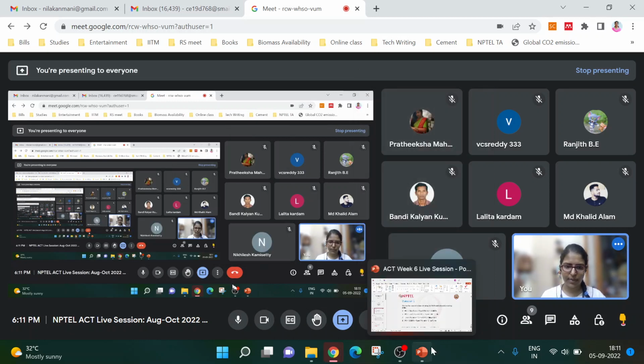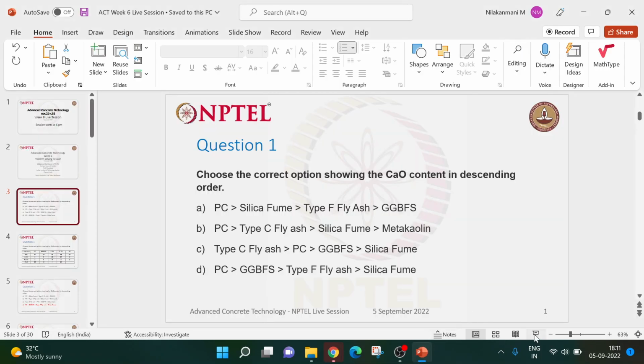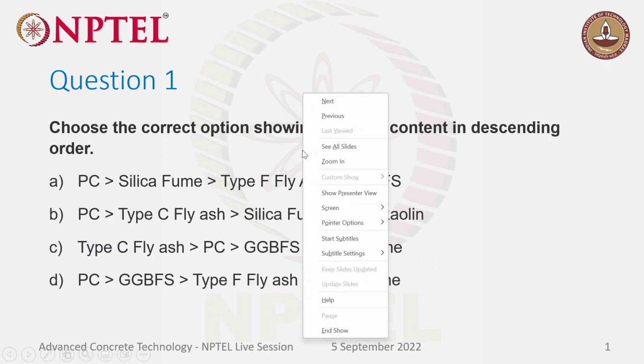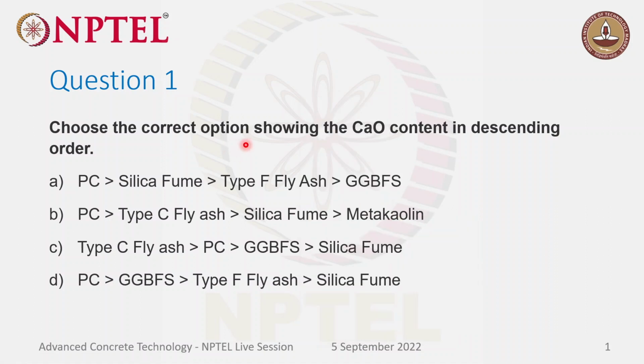Let me get back to the PPT. Here is the first question. The first question is based on the chemical oxide composition of the SCMs. You have to find the correct option showing calcium oxide content in descending order, which will have the calcium oxide content more. Here are different options which include Portland cement, silica fume, type F fly ash, GGBS and metakaolin as well. You have to think which has more calcium oxide content.